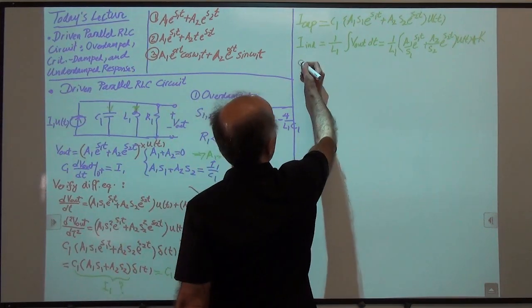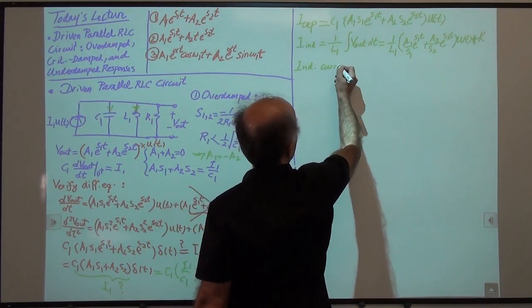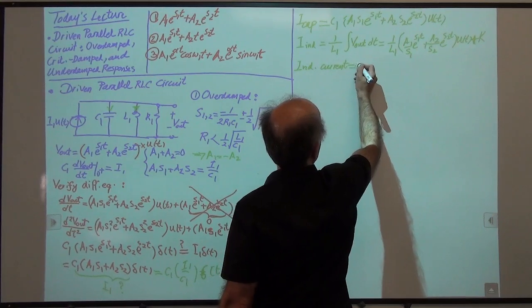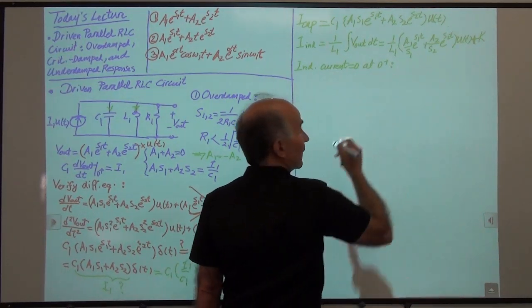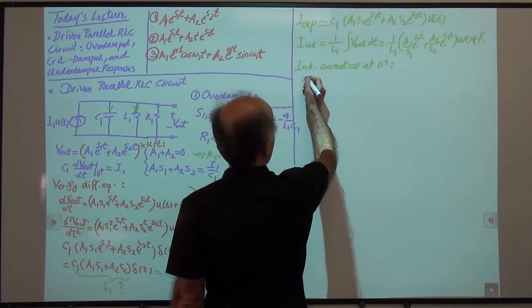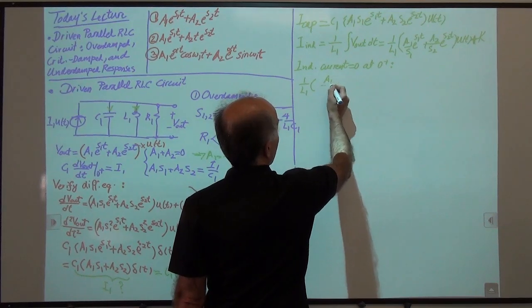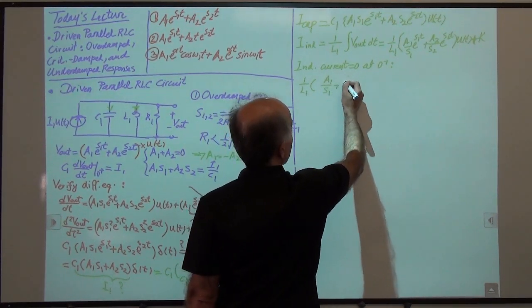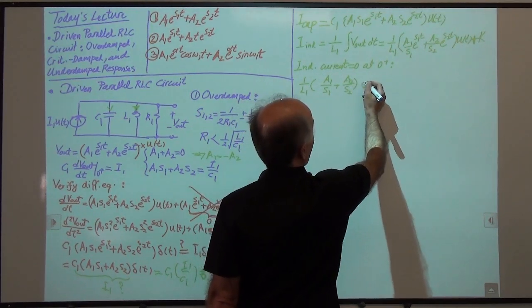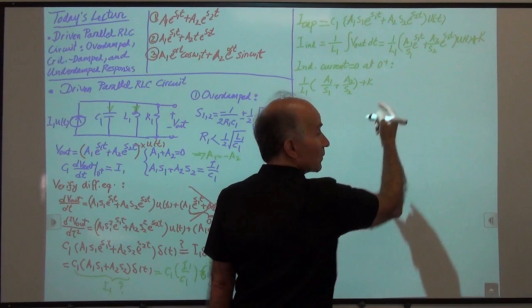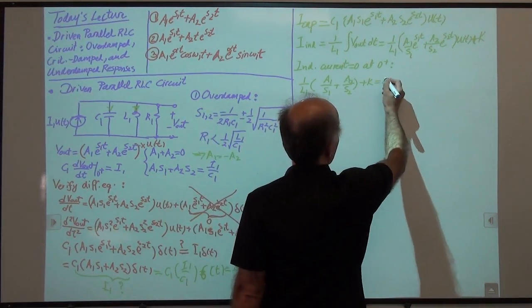So we say inductor current equals 0 at 0 plus. So we go ahead and plug in 0 plus there. That says that 1 over L1, A1 over S1 plus A2 over S2 plus K. U of t is 1 at time 0 plus, right? Plus K must be 0.